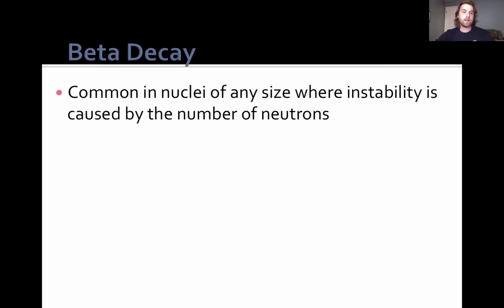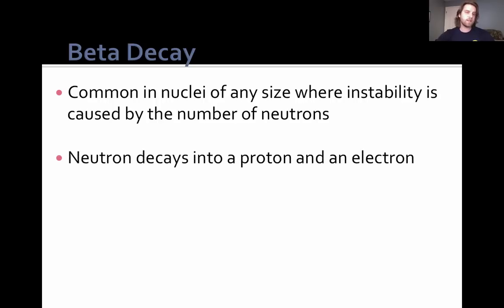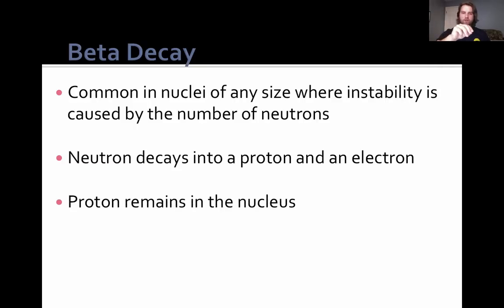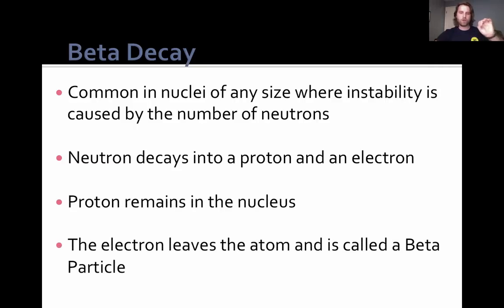Let's move on to beta decay now. It's common in nuclei of any size where instability is caused by the number of neutrons. If we're trying to increase stability because we have too many neutrons, beta decay may be the route we take. A neutron from the nucleus decays into a proton and an electron. The proton stays in the nucleus, and the electron leaves the atom. The electron that leaves the atom is called a beta particle.